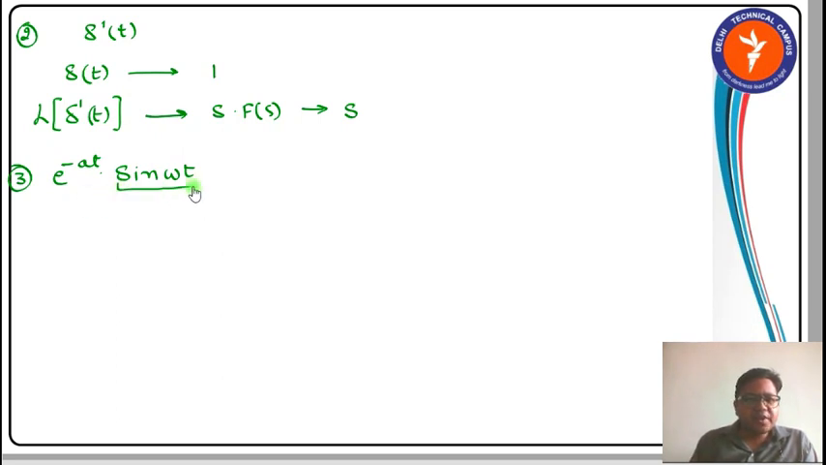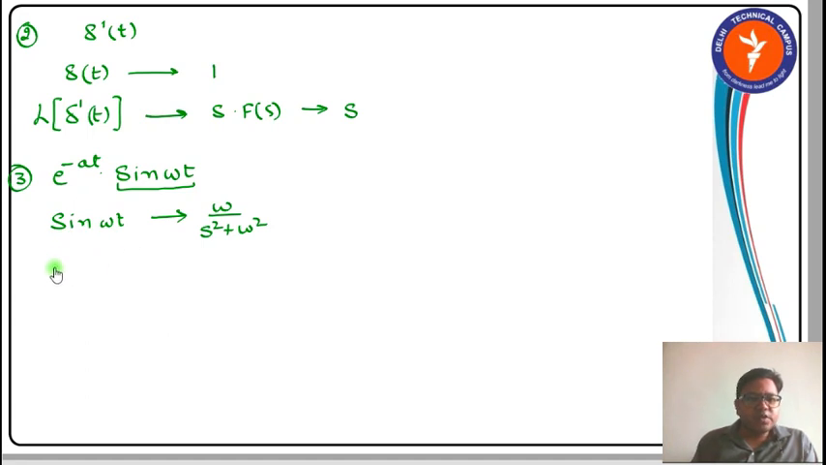If I consider this to be f(t), then f(t) is multiplied with e raised to power minus at, and it will be similar to the frequency shifting. So let us find out the Laplace transform of sin omega t first, f(t) first. The Laplace transform of sin omega t we already know is equal to omega divided by s square plus omega square. As it is not ending with s, I will put omega in the numerator: omega divided by s square plus omega square.